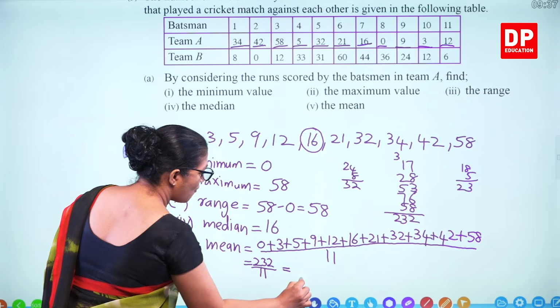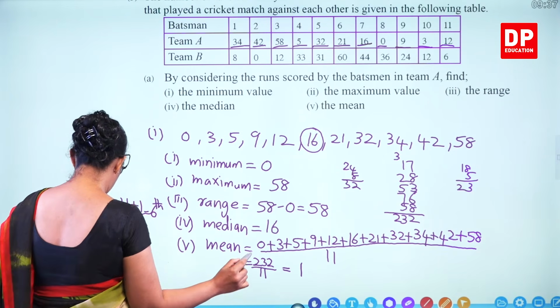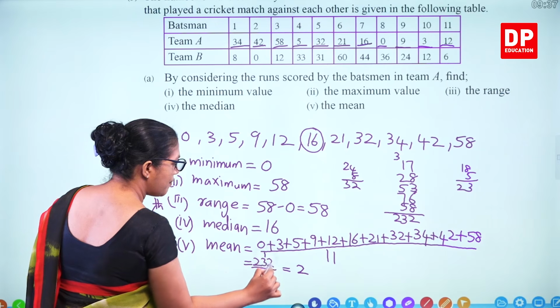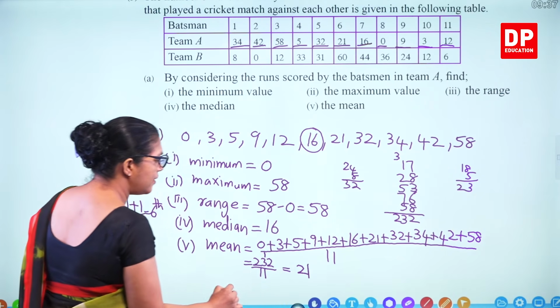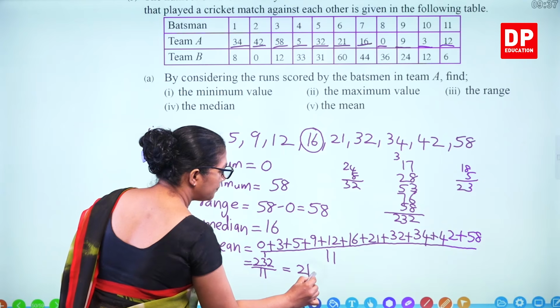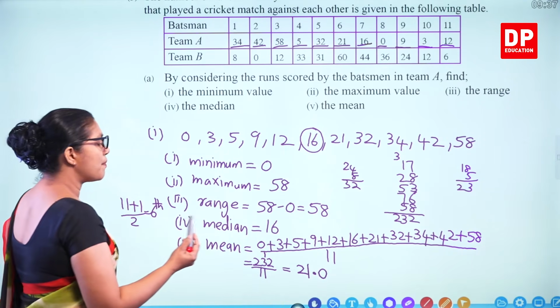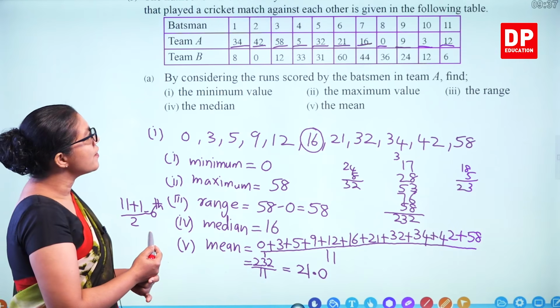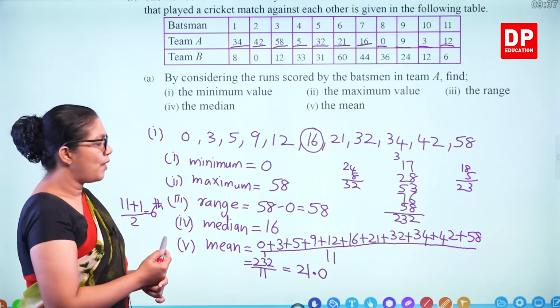You get 1. That's 2. 22 and 1 remaining. For 12, that's 1 and another 10 is there. That's 0. So 21.0 is the average value, the mean value.